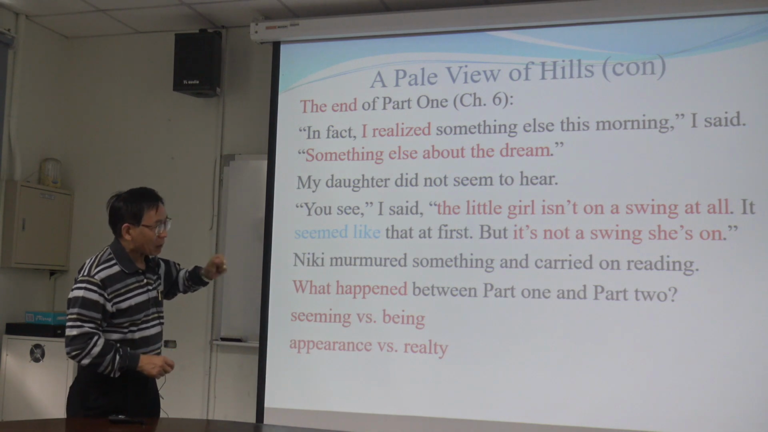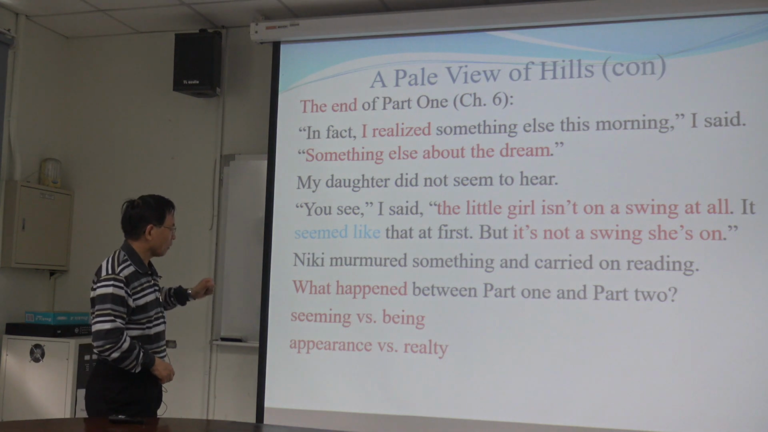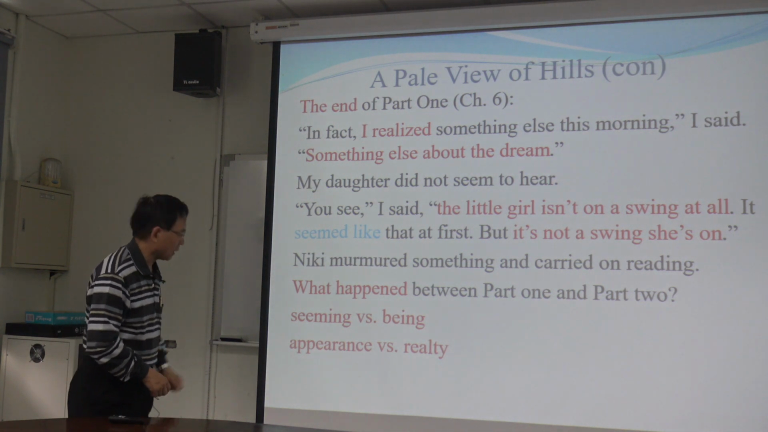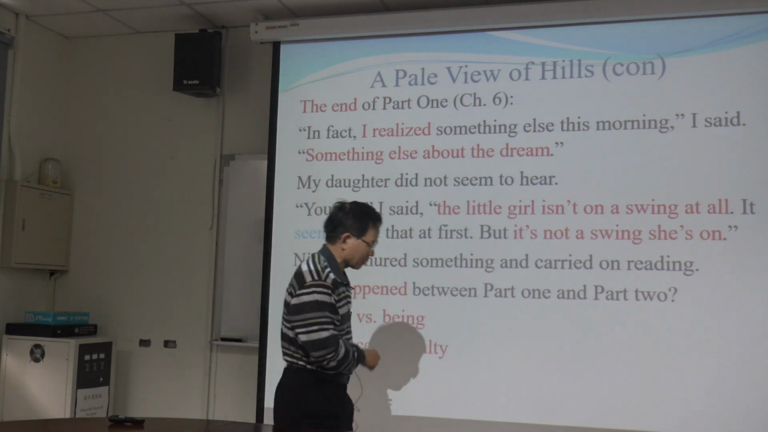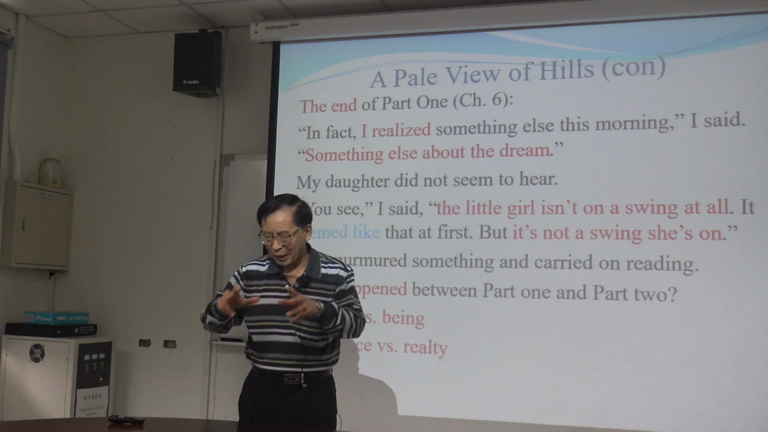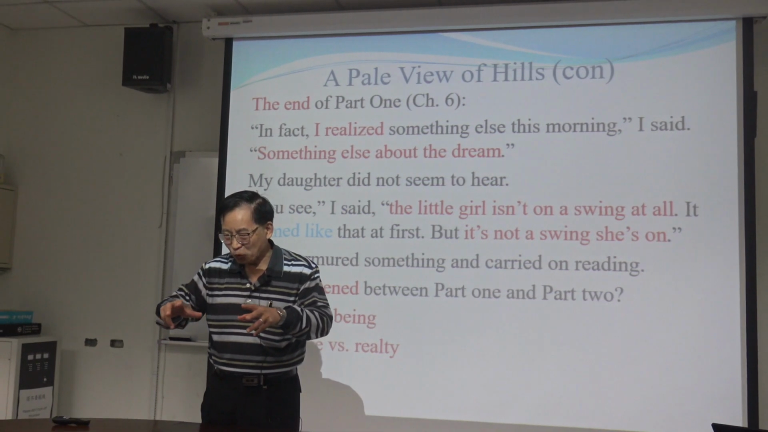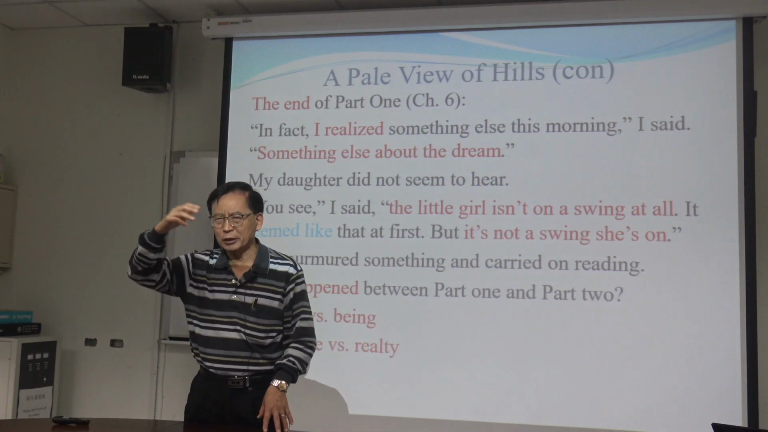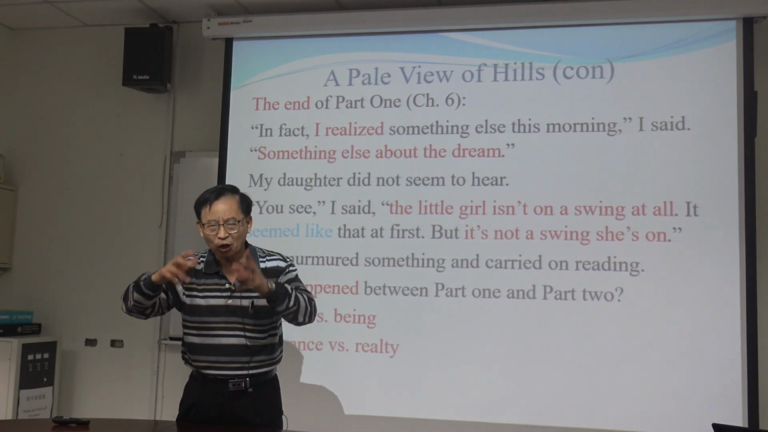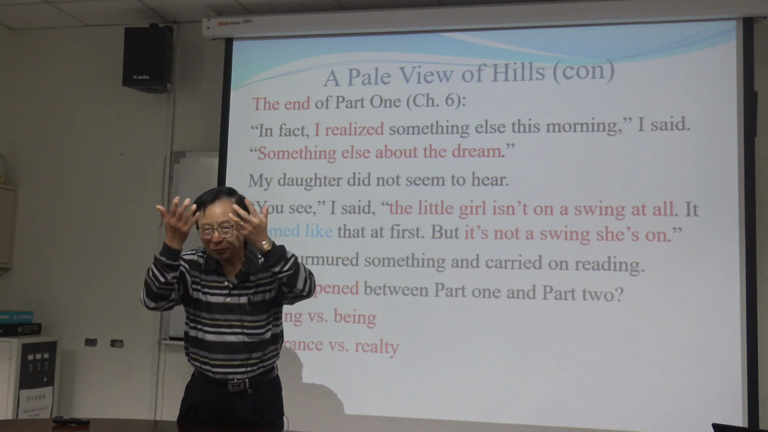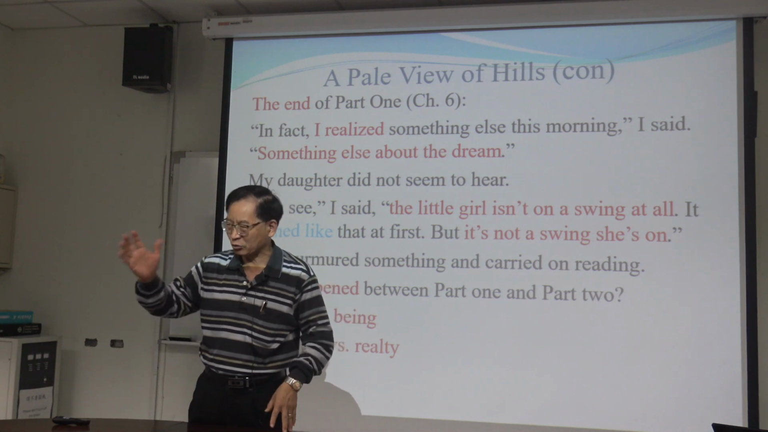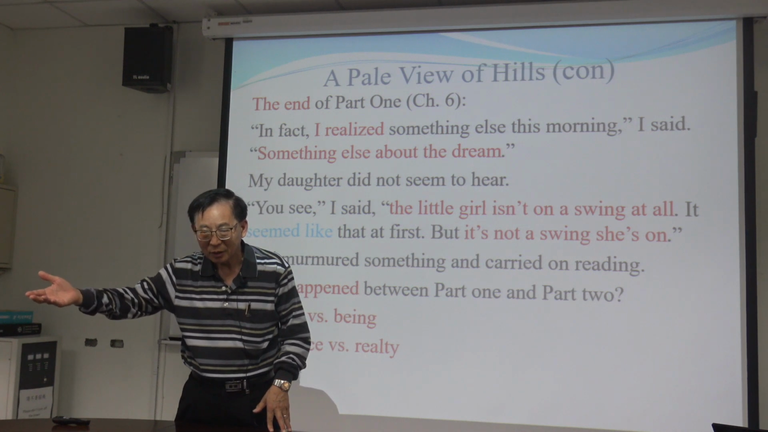So our question is, what happened between part 1 and part 2? Why did the author end part 1 like this? In other words, at the end of part 1, we have a moment of illumination. We have a moment of awakening. Someone wakes up. Who is this someone? Etsuko. The mother wakes up.